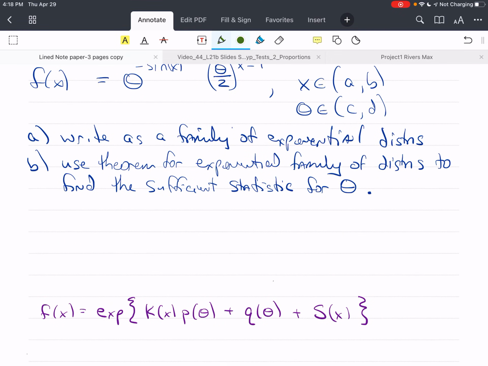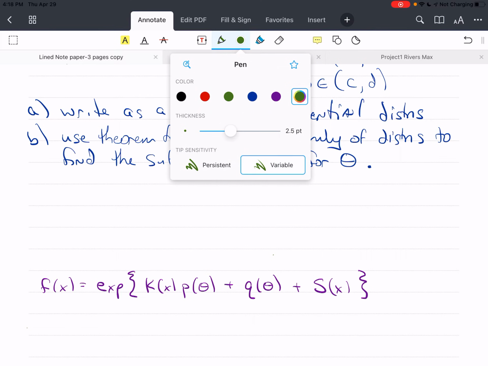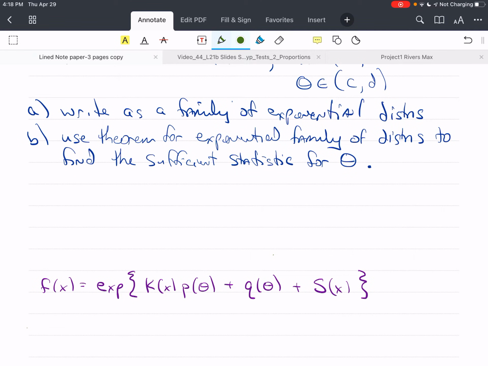Now, what is it that we're trying to do? This is what we're trying to do. We're trying to put this in the form where we have an exponent and we have these three terms added together. So they have to be in this function format.